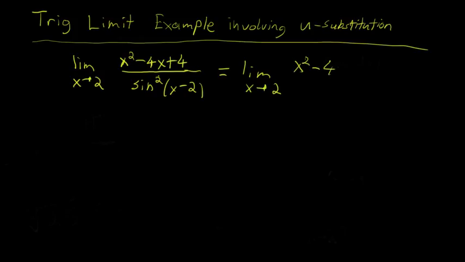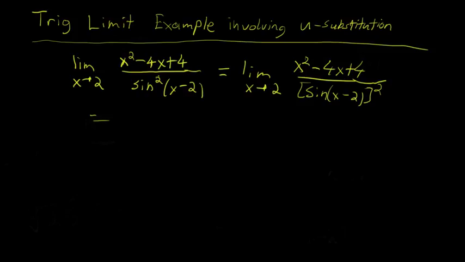So go ahead and rewrite it that way here. It's sine of x minus 2, squared. So we're not squaring the x minus 2 and then taking the sine. We're taking the sine first of x minus 2 and then squaring that result.